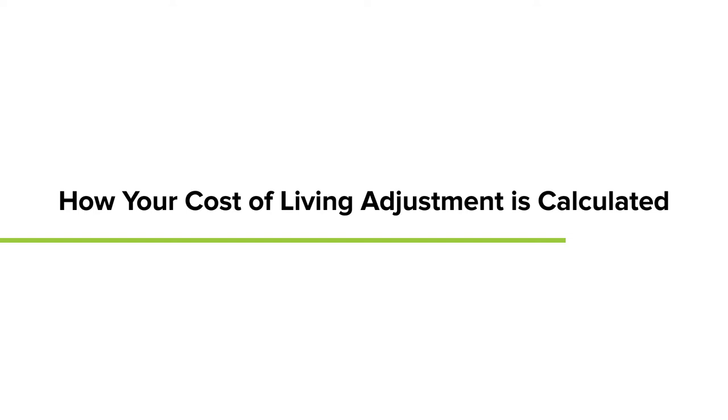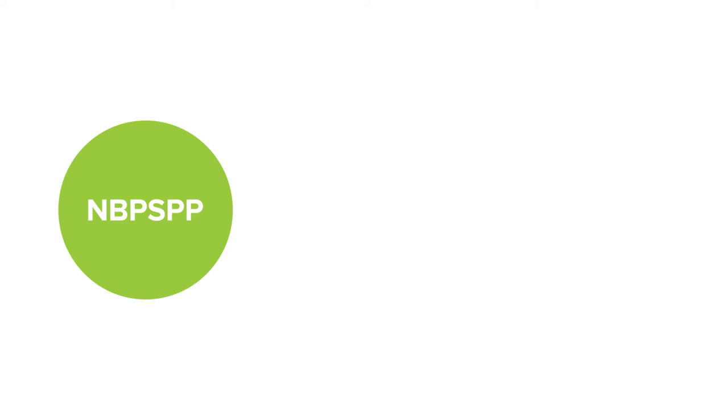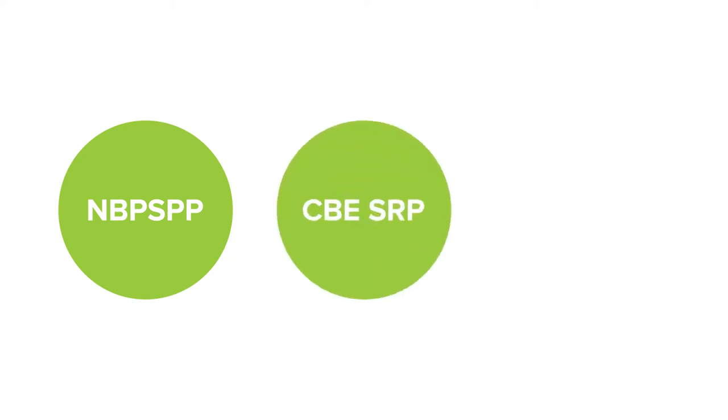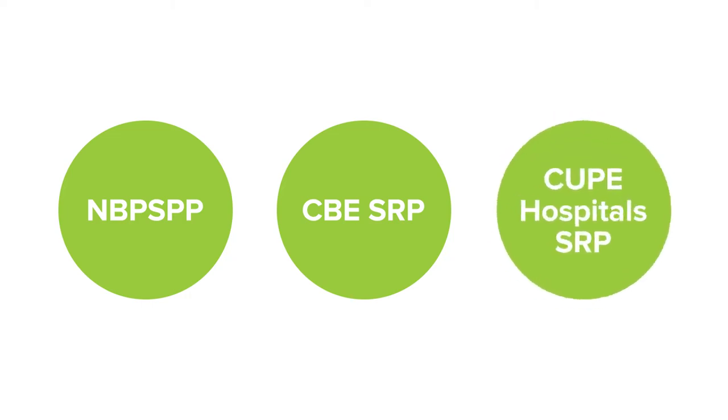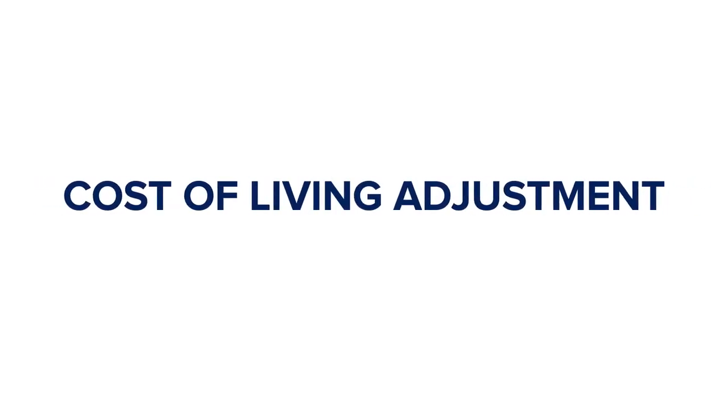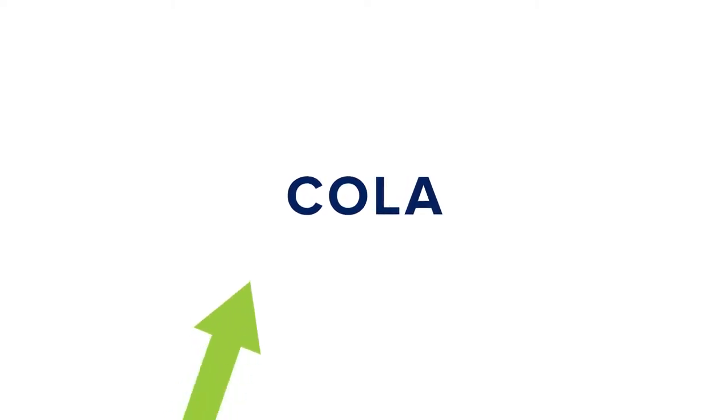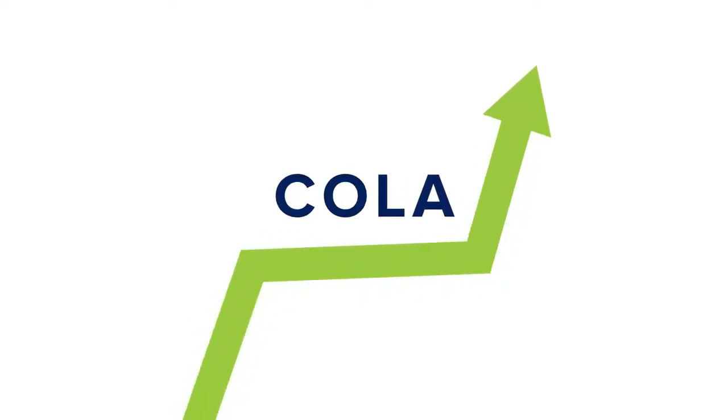How is the cost of living for your pension calculated? If you're a member of the New Brunswick Public Service Pension Plan, Shared Risk Plan for certain bargaining employees of New Brunswick Hospitals, or Shared Risk Plan for CUPE employees of New Brunswick Hospitals, here's how it's done. The cost of living adjustment, known as COLA for short, is a benefit provided under these plans that is intended to help your retirement income keep pace with inflation.